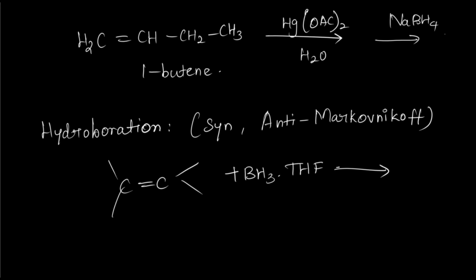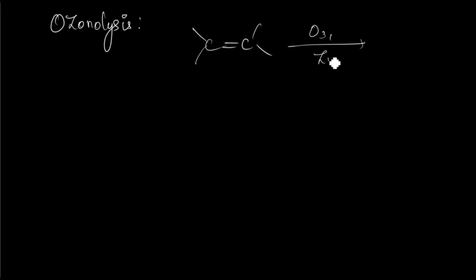Okay. Then, as I told you, we have ozonolysis. Ozonolysis means, as I have already told you, if you have a double bond C, you break the double bond and put a double bond O over here. So you will get a product like this. In case of alkene, it will give you two products.